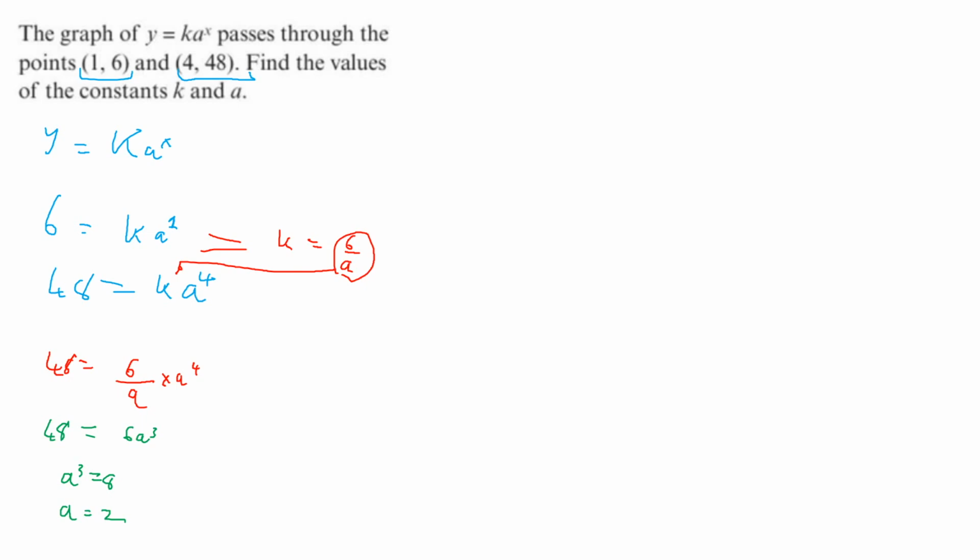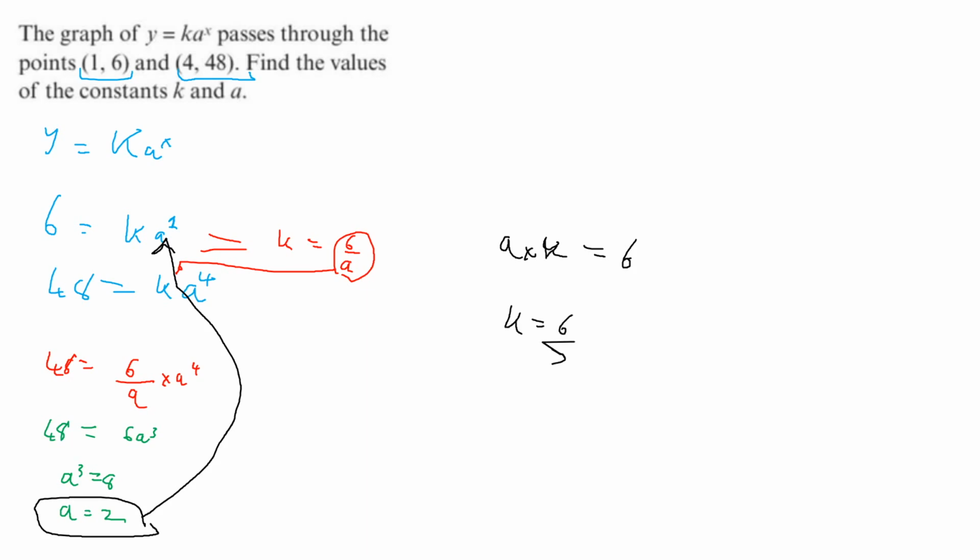Now we can sub that in for a here. So a times k is equal to 6. And so therefore k is equal to 6 over 3. Sorry, my cursor's not working today. So let me redraw that. So k is equal to 6 over 2, which is equal to 3. So k equals 3 and a equals 2.